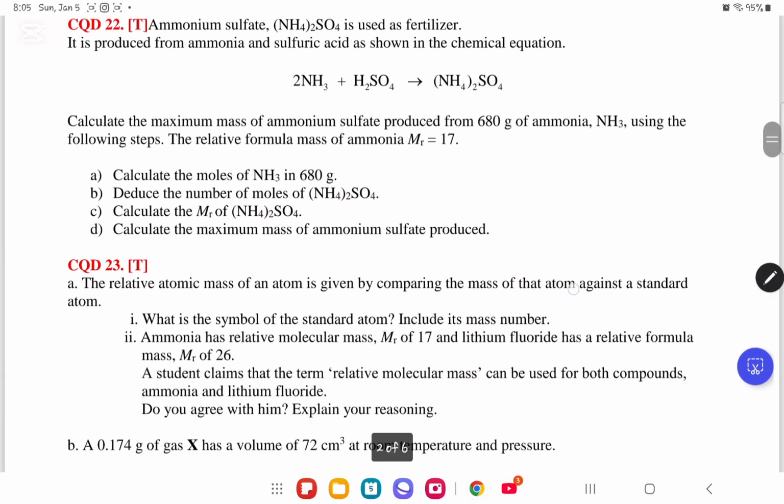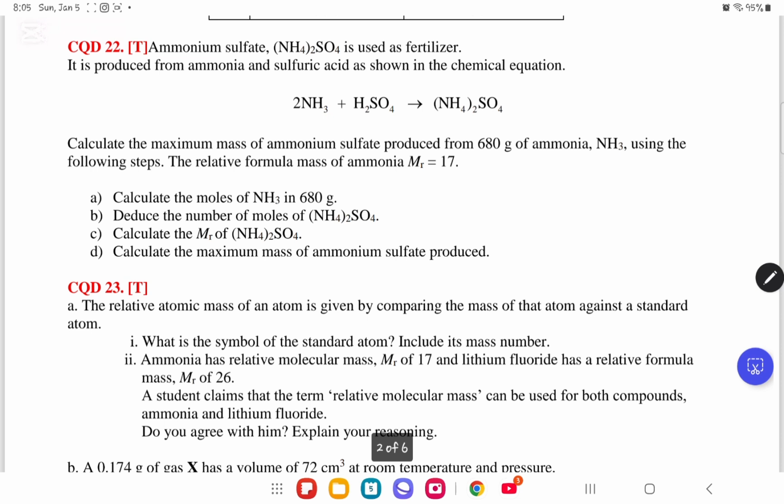So now moving on to question number 22. Ammonium sulfate is used as a fertilizer. It's produced from ammonia and sulfuric acid as shown in the chemical equation. So then we have 2NH3 plus H2SO4 will give us (NH4)2SO4. So calculate the maximum mass of ammonium sulfate produced from 680 grams of ammonia, NH3, using the following steps. They told us that the formula mass, aka the molar mass of ammonia, is 17.